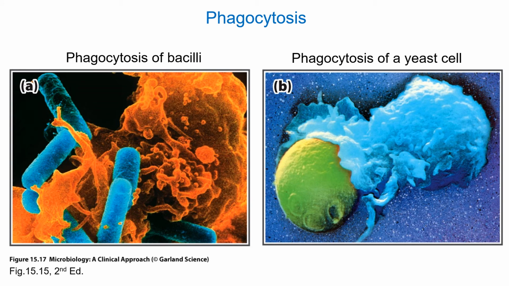Here's some electron micrographs of some phagocytosis in action. You can see on the left we've got some bacteria are getting attacked, and on the right we have a yeast cell, which is just a little bit smaller than the phagocyte, is about to get engulfed.